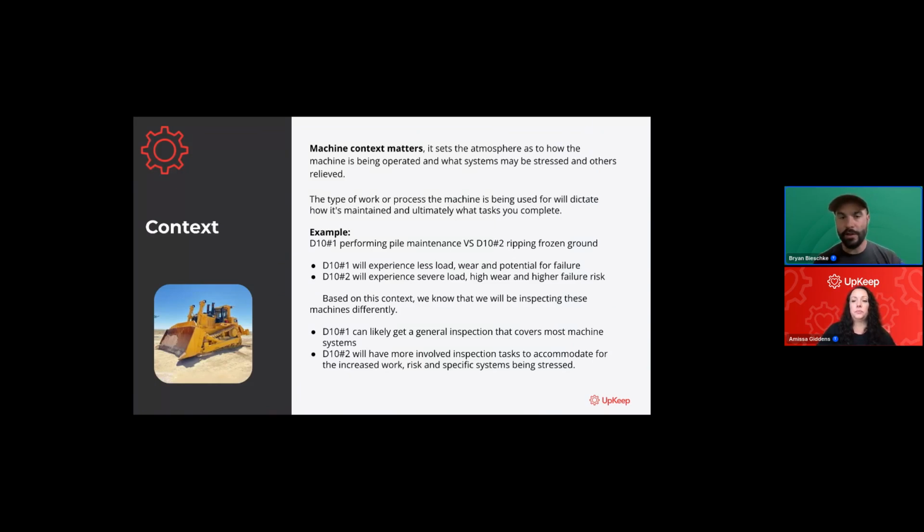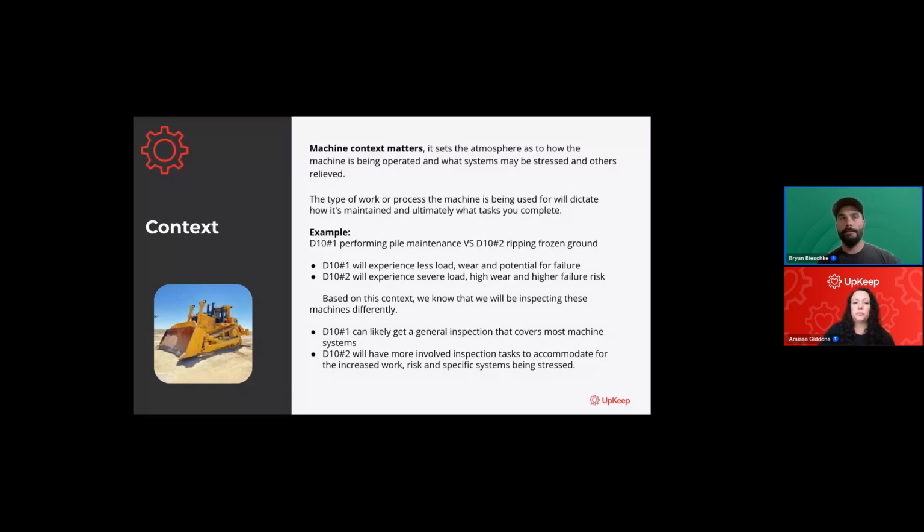And of course, if you guys know me, I am a heavy equipment junkie. So all my examples in this are D10 Cat dozers. I spent the majority of my time on heavy equipment. I love it to death. So machine context matters, right? It sets the atmosphere as to how the machine is being operated and what systems are being stressed and others relieved. The type of work that our machines are experiencing will dictate how we maintain them, and ultimately the tasks that we're going to create to maintain these machines.